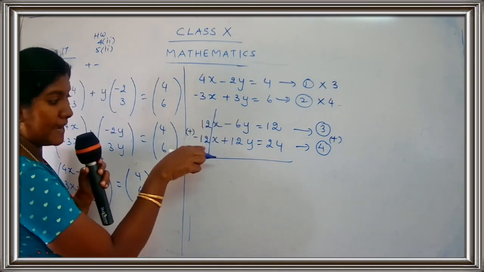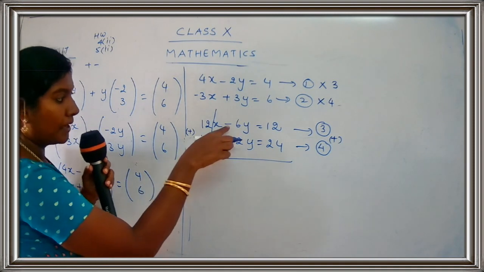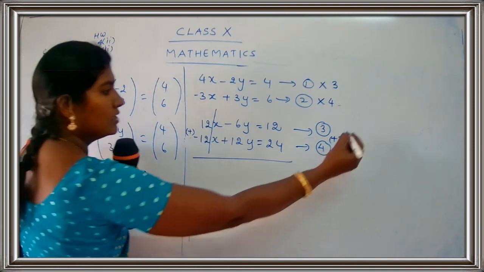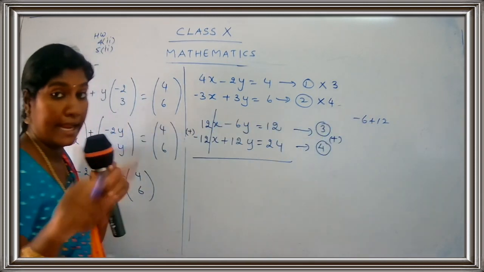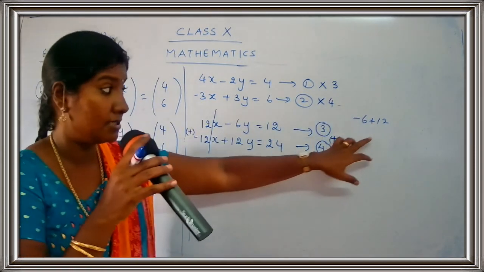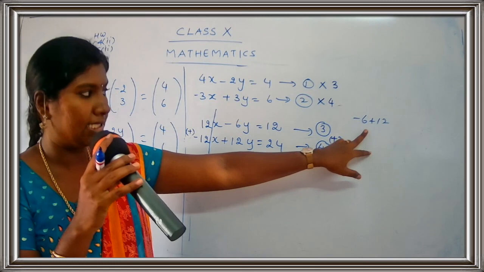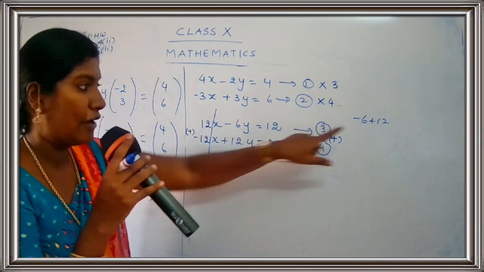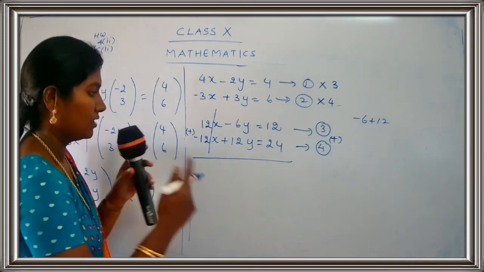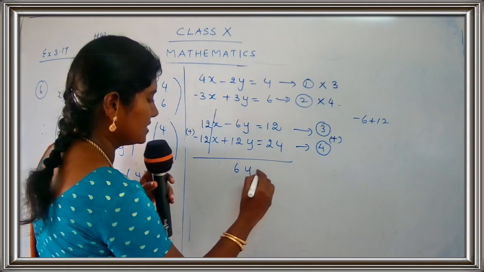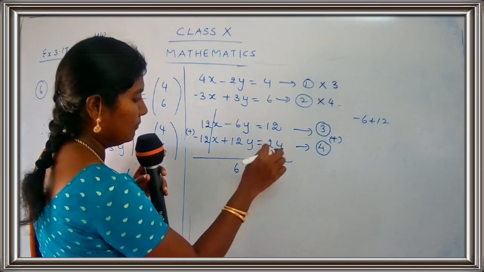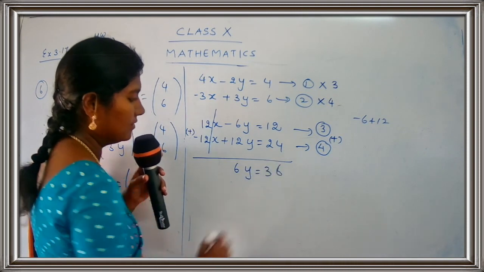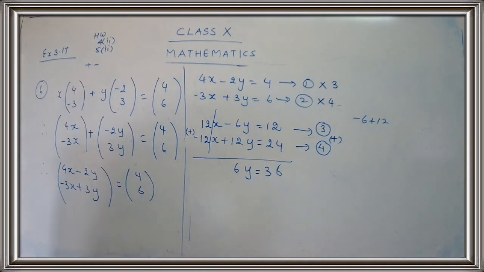So 12x minus 12x gets cancelled. Minus 6 plus 12. What is the answer for minus 6 plus 12, children? Minus plus minus. So 12 minus 6, 6. Okay, done. 6. Sign of the bigger number, plus. So 6y is equal to 36.